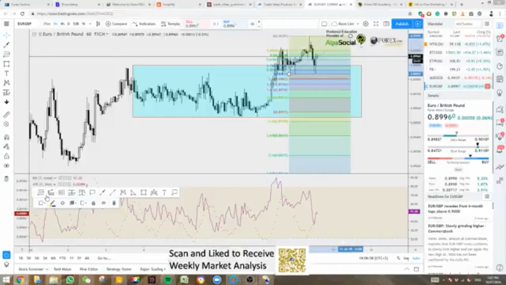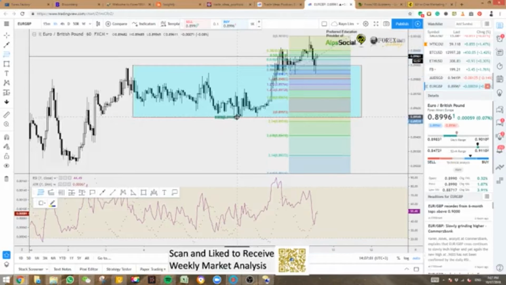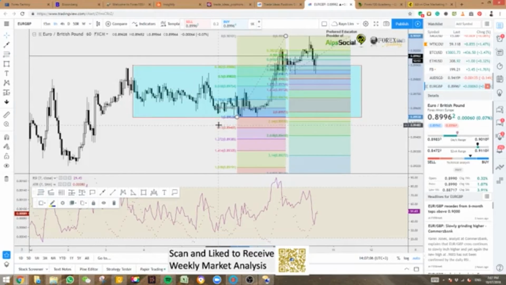Alright, so I will help a bit. If Euro Pound, I'm going to trade this, I am definitely looking for a buying opportunity. Nothing much less than that.